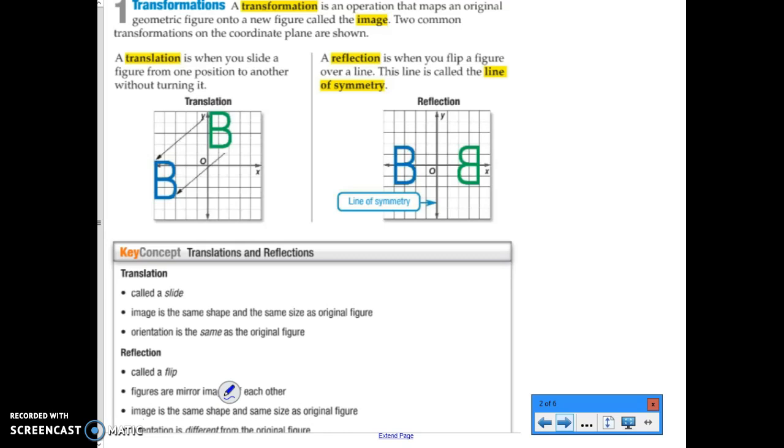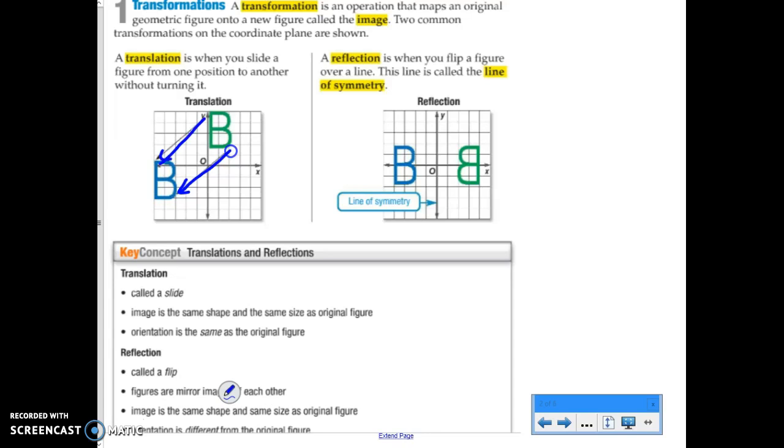Two common transformations on the coordinate plane are shown below. So the first one we'll talk about is a translation on the left. It says a translation is when you slide a figure from one position to another without turning it. Notice here how we took our original B and we're sliding it down. Still looks like a B, okay?